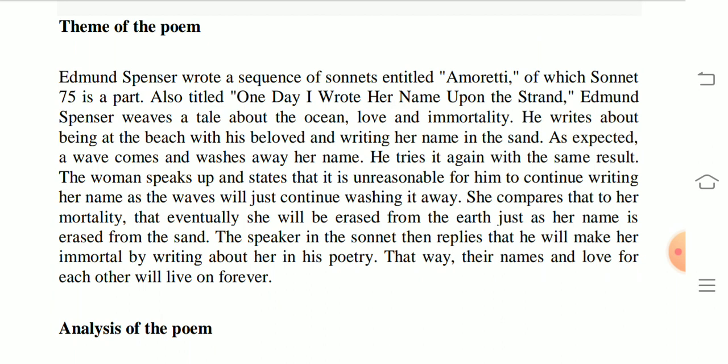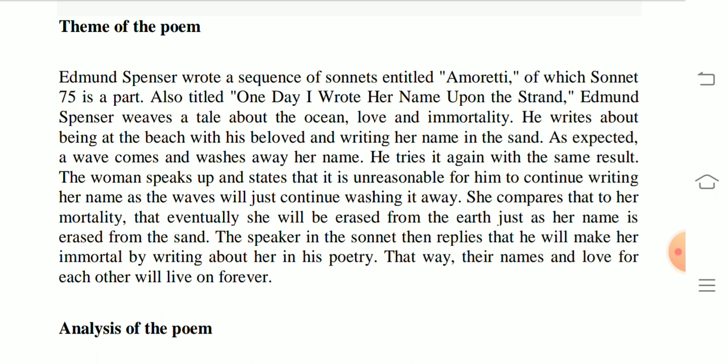He tries it again with the same result. The woman speaks up and states that it is unreasonable for him to continue writing her name, as the wave will just continue washing it away. She compares that to her mortality, that eventually she will be erased from the earth just as her name is erased from the sand. The speaker in this sonnet then replies that he will make her immortal by writing about her in his poetry. That way, their names and love for each other will live on forever.